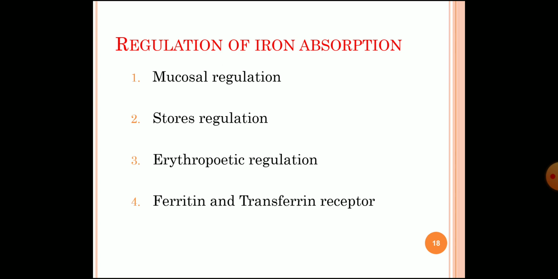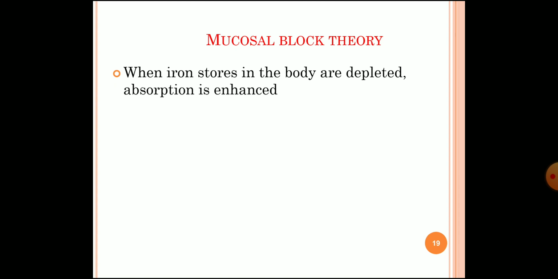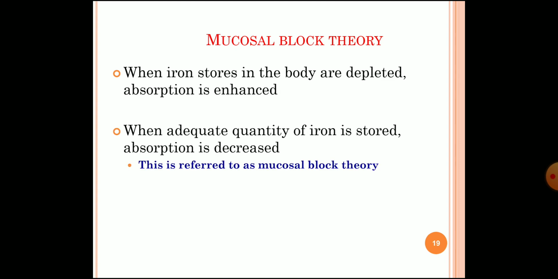Now, regulation of iron has various methods. One we have discussed is the mucosal block regulation. Second is the stores regulation, third is the erythropoietic regulation, and fourth is the transferrin receptors. Out of which the major important one is the mucosal block theory. When iron stores in the body are depleted, absorption is enhanced. When an adequate quantity of iron is stored, absorption is decreased. When there is not enough iron, more is absorbed. When there is excess iron, absorption is decreased. This is referred to as the mucosal block theory.